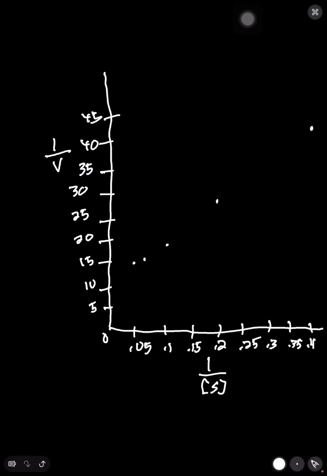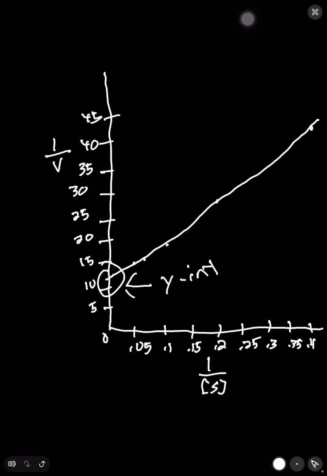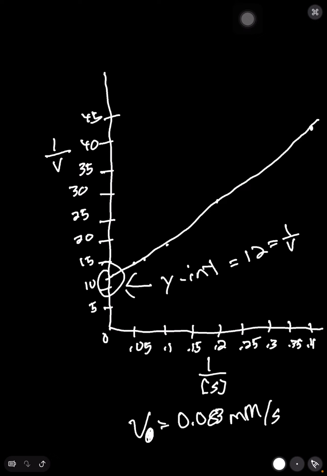Okay, something like that. And so then what you would do is a linear regression through these, and boom, there is your y-intercept. So that's going to be about 12, and that's going to be equal to 1 over V. So the inverse of 12, whatever that is. One second. V equals 0.083 millimolar per second. And that's actually the Vmax.